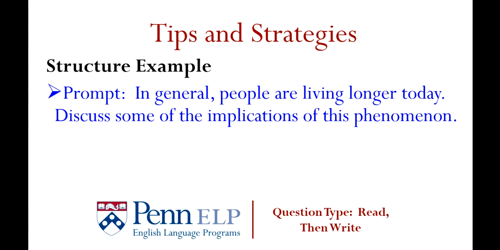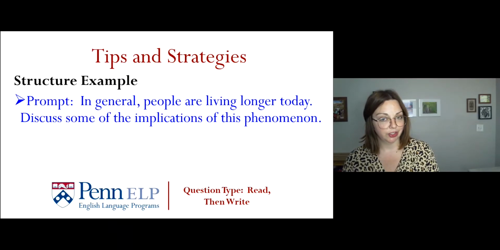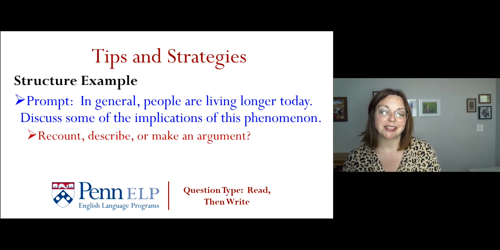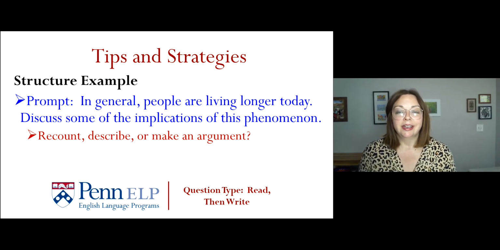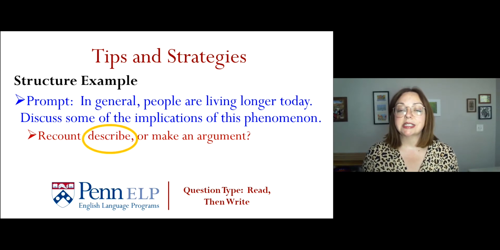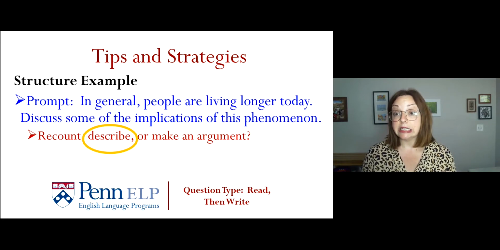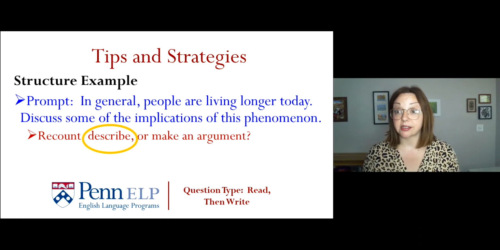In general, people are living longer today. Discuss some of the implications of this phenomenon. First, what content type is this? Is this recount, describe, or make an argument? This is a description question because it's asking us to identify and add details about the implications of an event or the possible effects. Let's continue with this example to use our structure.